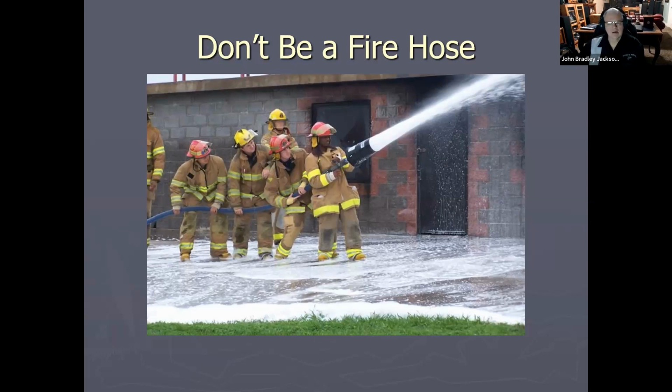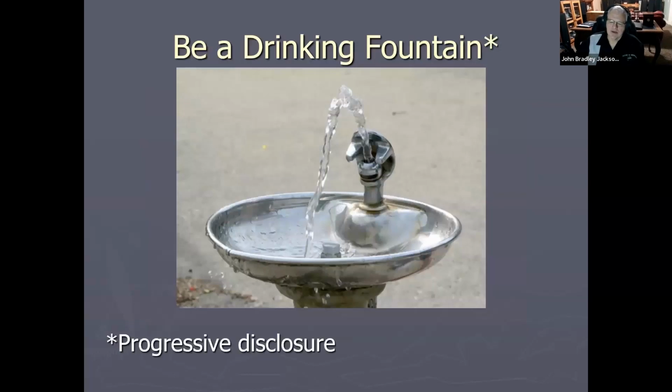Well, as you'll soon see, the investor is looking for a full portfolio of information, and the solution is actually a small part of it. So the metaphor I use is be a drinking fountain. Give them a taste, but just enough where you're doing some progressive disclosure, with the goal of getting to the next meeting. This takes practice to not overdo it.